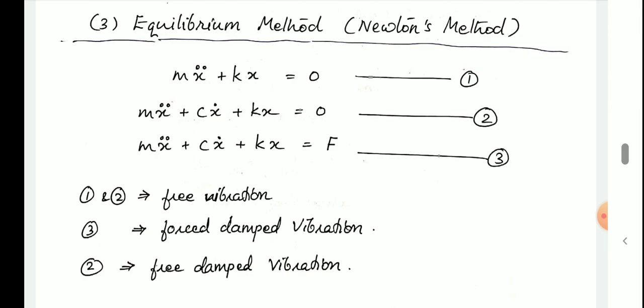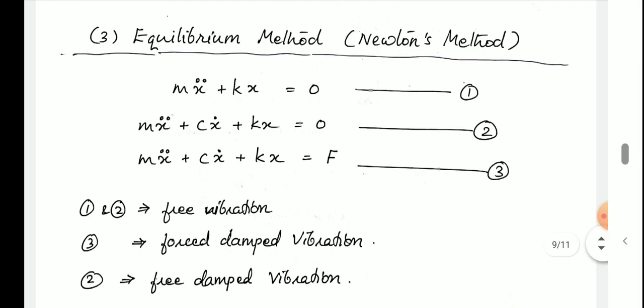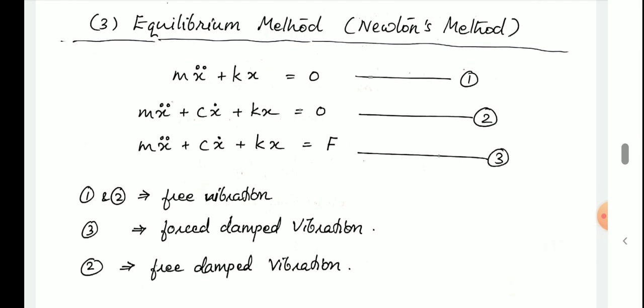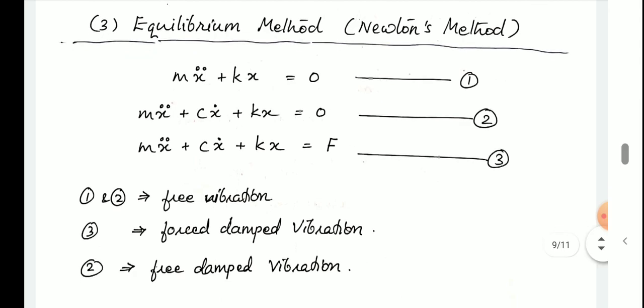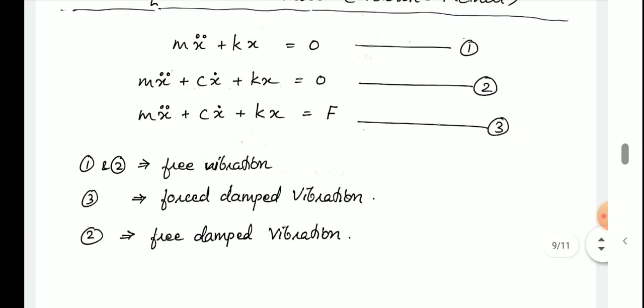And the last one, m x double dot plus c x dot plus k x equal to f. Now in equations 1 and 2, the right hand side was 0, and in equation 3, the right hand side has f. The difference is, the first two equations were for free vibrations. The first one specifically for free undamped vibration, the second one for free damped vibration. But in the third one, in place of 0 you have a term f. F denotes the external force which is given. That means that is the scenario of a forced vibrating body.